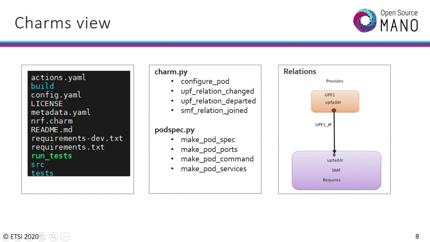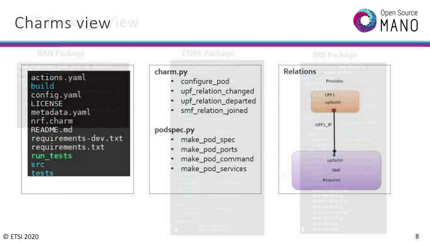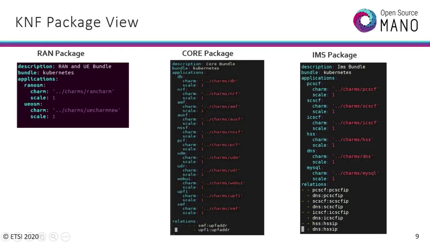Also in the core, we had a scenario where two pods were dependent on each other. For example, the SMF was dependent on UPF. UPF had to send its IP over to SMF so that the SMF could start. We achieved that using Juju relations and these functions: relation changed, relation departed, and relation joined. As SMF is the one that requires an IP from UPF, we have configured it as the requires part of the Juju relations. And in UPF, since it is the one providing the IP, we have configured it as the provides part of it.